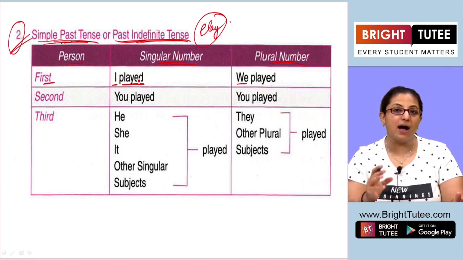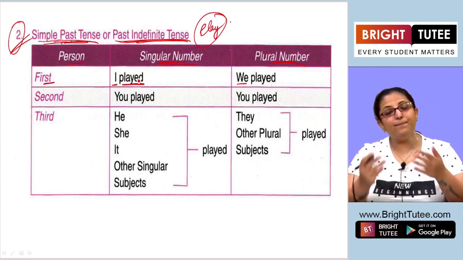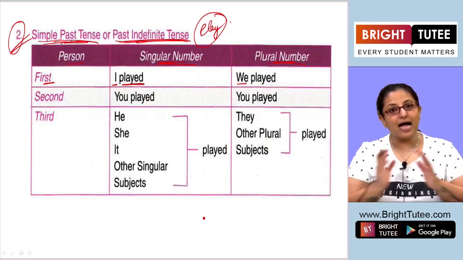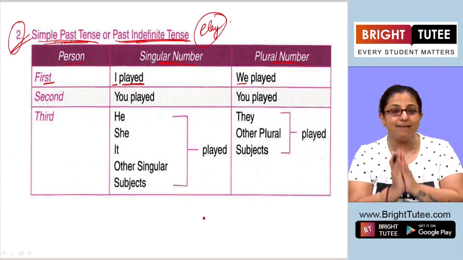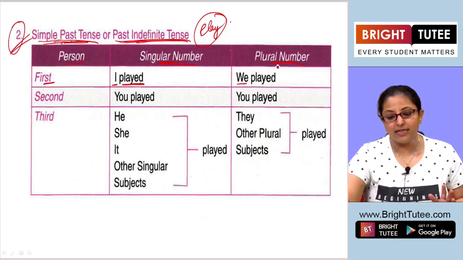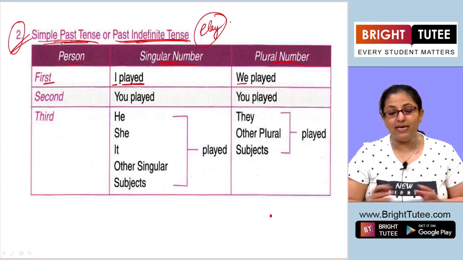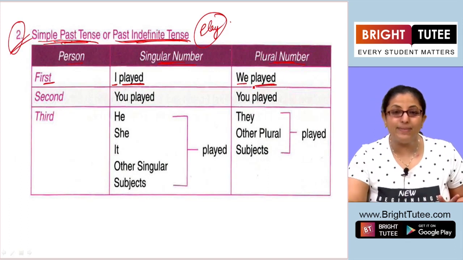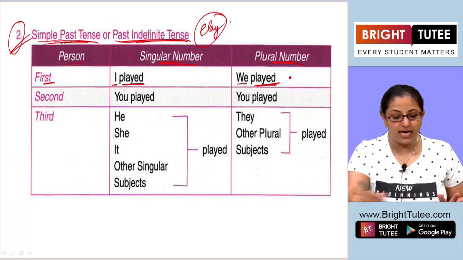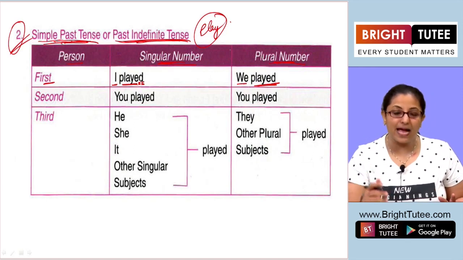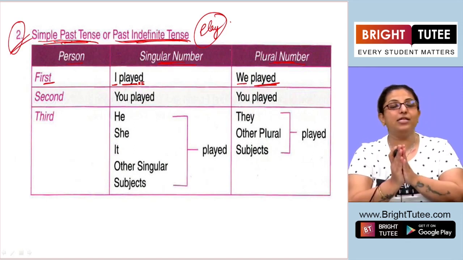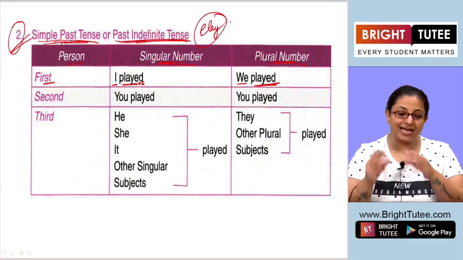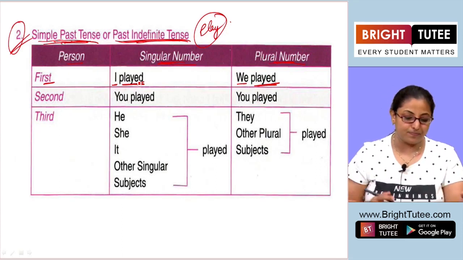This is simple past tense. I played, which means I have already done that work. I played. This is simple past tense. In the plural number, it will be we played. So play becomes played. Ed has been added, and here also ed has been added, which shows that the verb play has ed added to it, which shows that the action has been done in the past time.